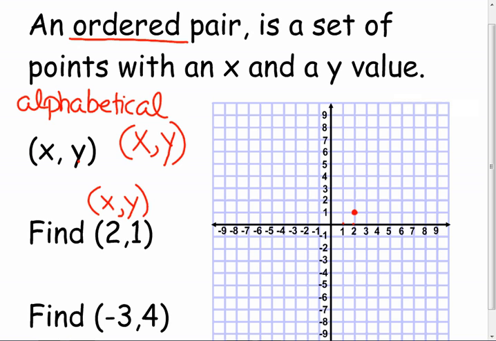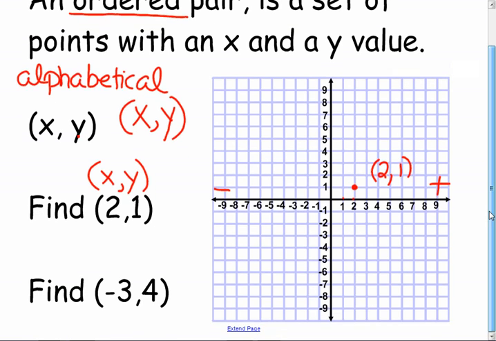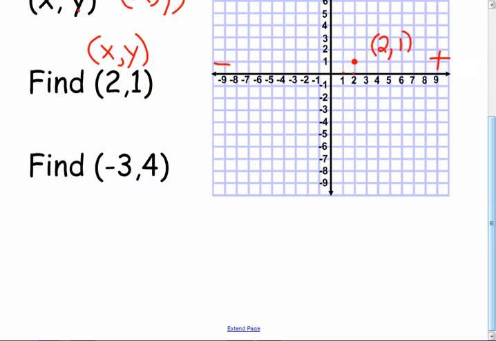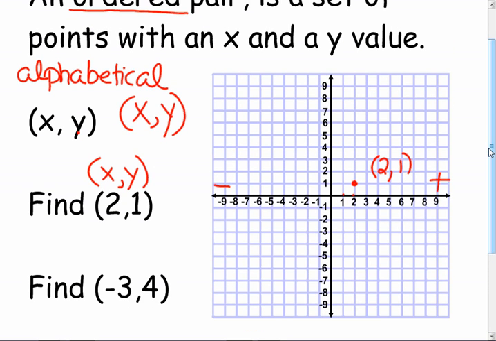And can I move this? No. But I'm going to label it. Okay, this is the positive side. This is the negative side. When you go up, down, and we've all agreed to do it this way, this is positive. This is negative.